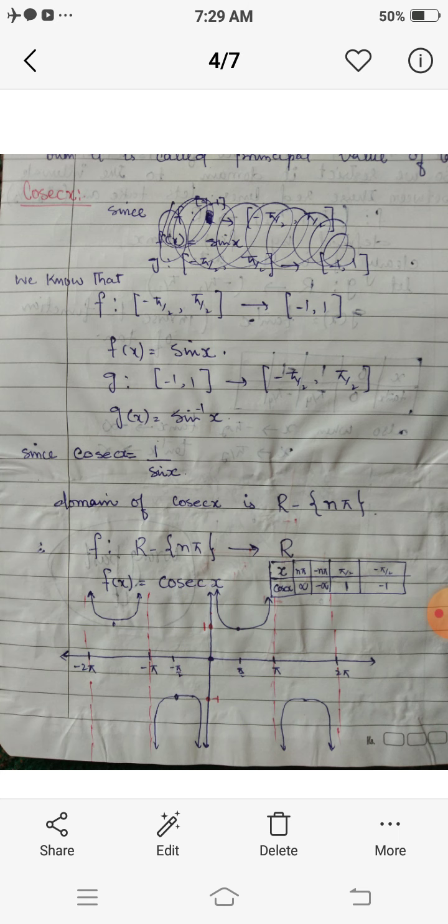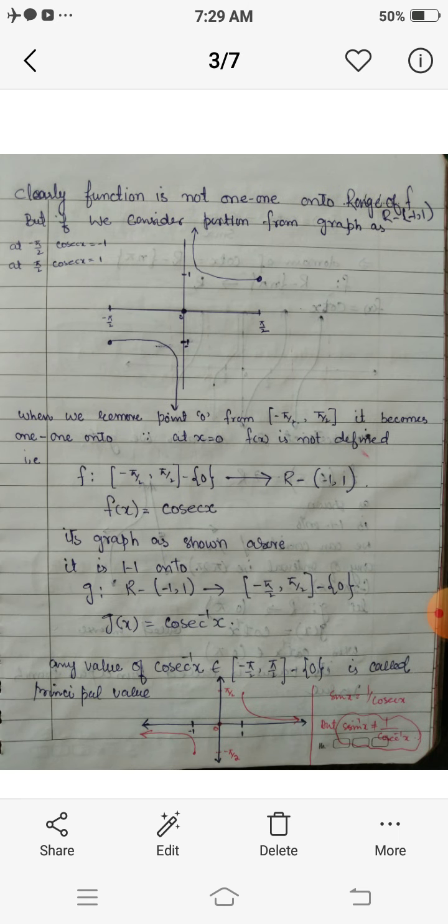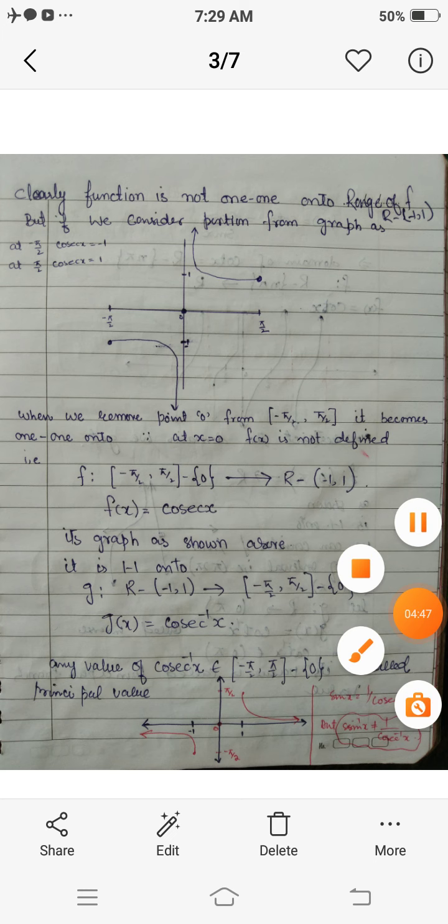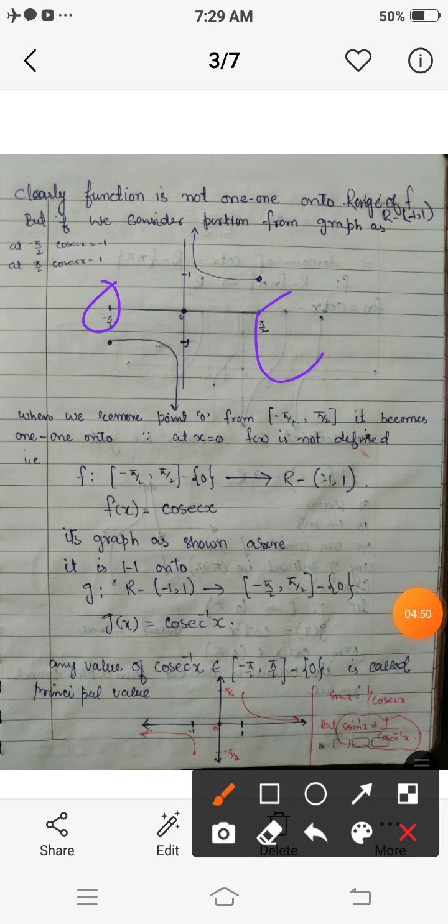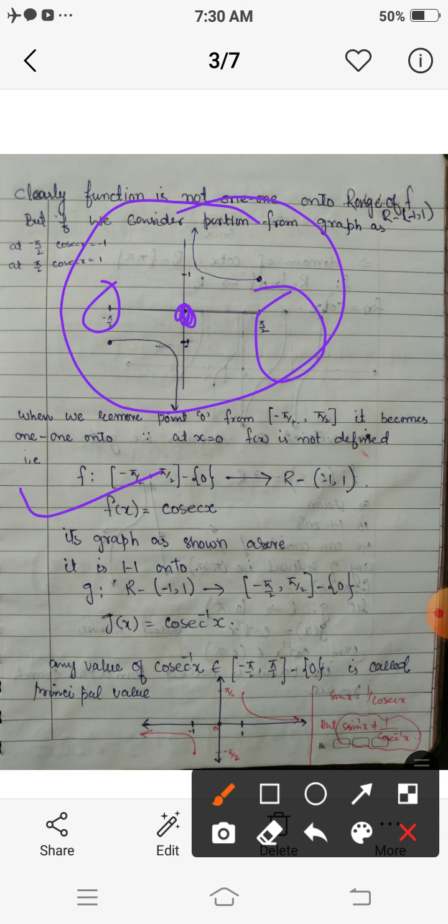When it is a one-one onto function, its inverse exists. So we are considering here the interval minus pi by 2 to pi by 2, then it is one-one onto, and the graph in this interval is like this. So clearly, we consider the same function from the interval minus pi by 2 to pi by 2 minus 0, because we have to remove the point 0 where the function is not defined, to R minus the interval minus 1 to 1, defined by f of x equals cosec x.